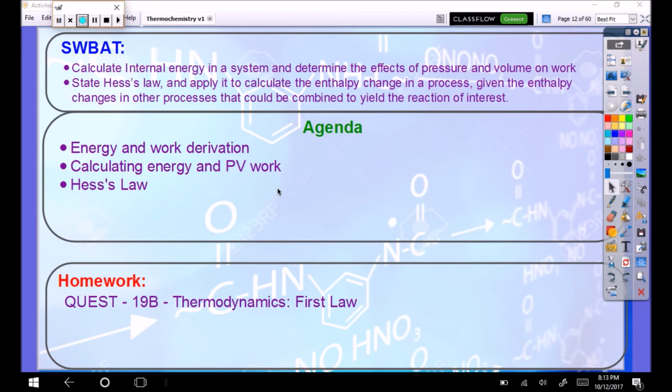It is worth it because it shows how delta H is related to delta E. Just be aware, 19b, thermodynamics first law, is the quest that pairs with this play posit.